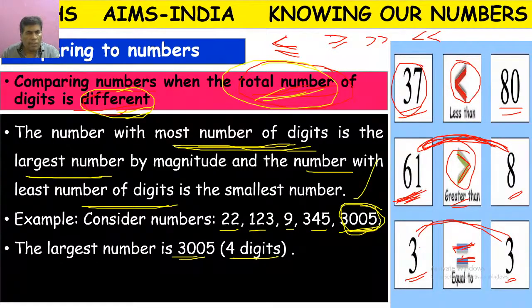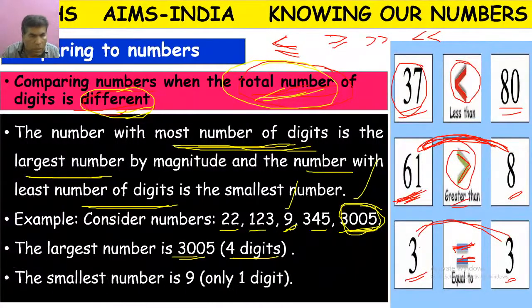What is the smallest number among the 5 numbers? Very good. 9 is the smallest number. I think somebody has not observed 9. They are giving the answer 22. Here 9 is there, so 9 is the single digit number. So the smallest number is 9.